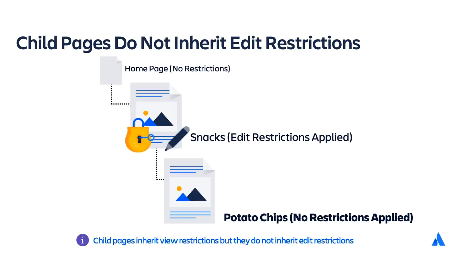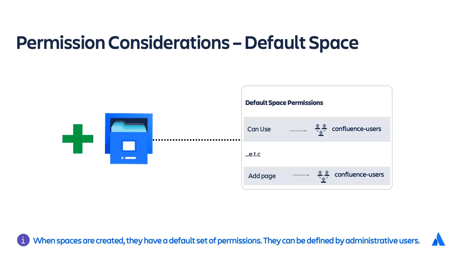And this brings us back to inheritance. What happens if any of the users who can access the entertainment space create a new page in the space hierarchy that sits as a child under the snacks page? The newly created page, named Potato Chips, does not inherit the edit restrictions. Space permissions interact with this page as expected, as there are no edit restrictions applied. Next, we'll look at a few permissions considerations that are good to know.